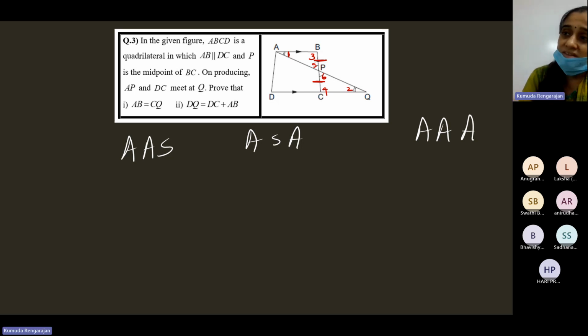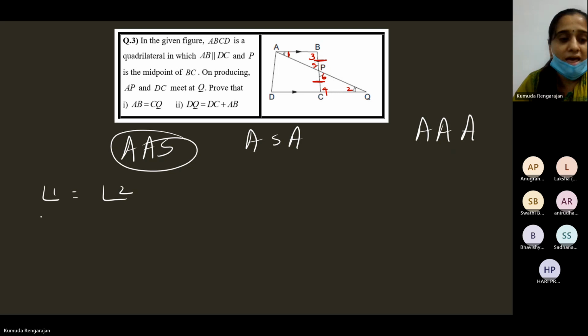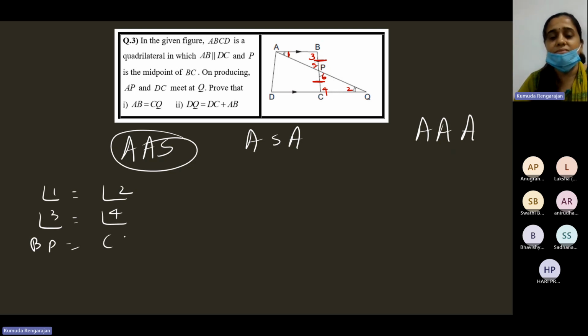AAS, ASA. If you want to use AAS, you can mention any 2 angles and some other side. It should not be the included side. So if you want to use this rule, then you must use angle 1 is equal to angle 2, angle 3 is equal to angle 4, and then BP is equal to CP.